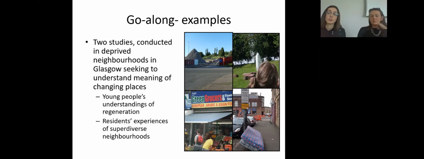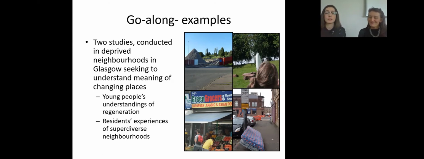By using go-alongs as well, we also spoke about the future, like what would you want to see in that space? What would you like to participate in? What would you like to see as an adult? Would you stay in that area? So again, it's just a way to unpick the environment as we went around it. Because I think if we sat in their homes and spoke about urban regeneration and about demolition processes, we maybe wouldn't get their autobiographical connections to the environment in such a way.